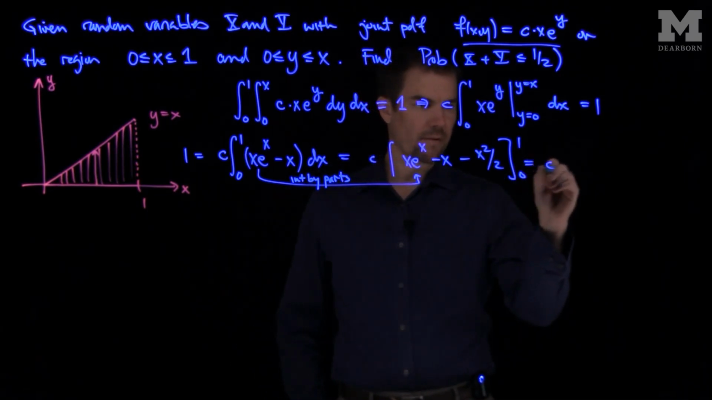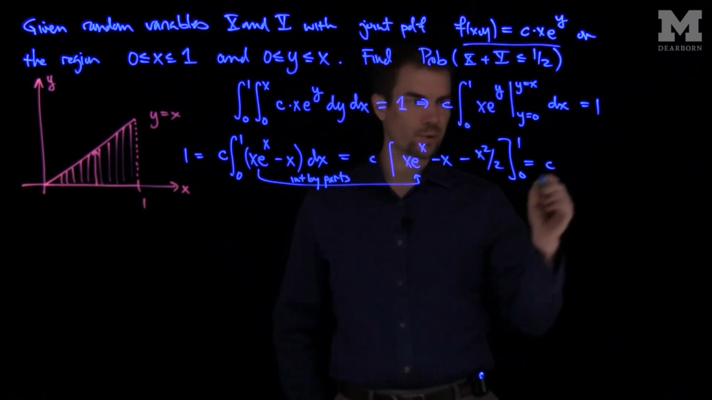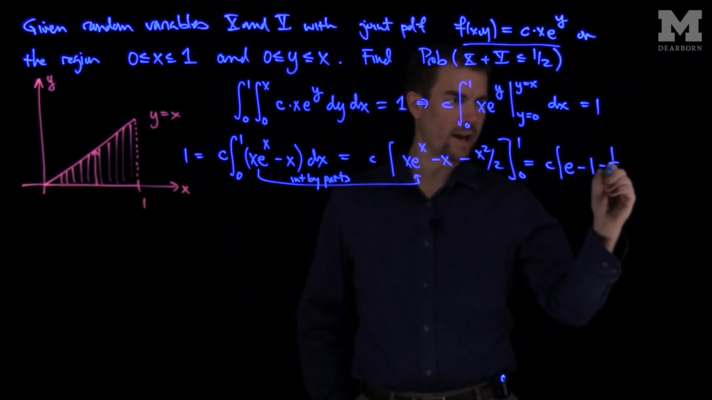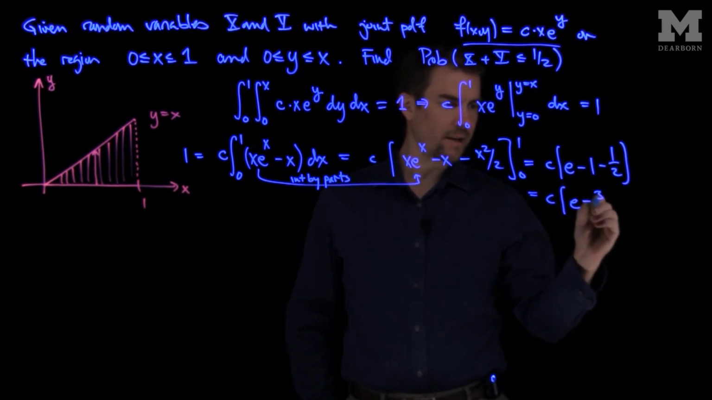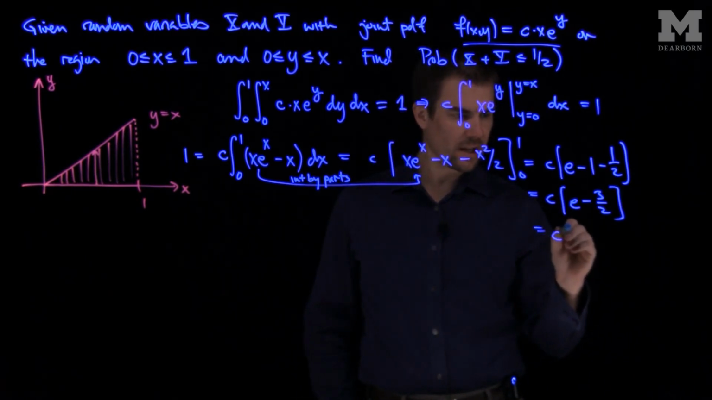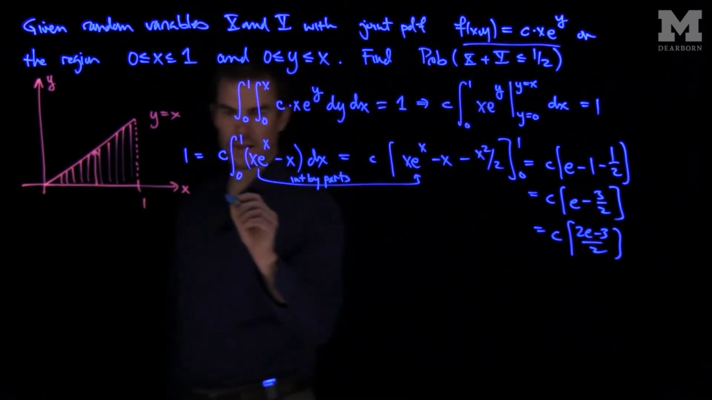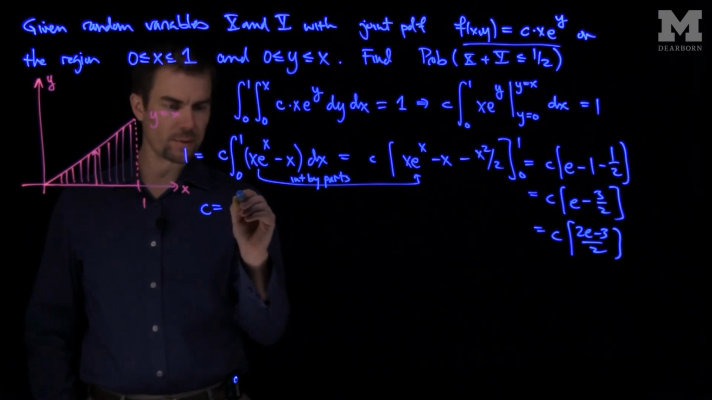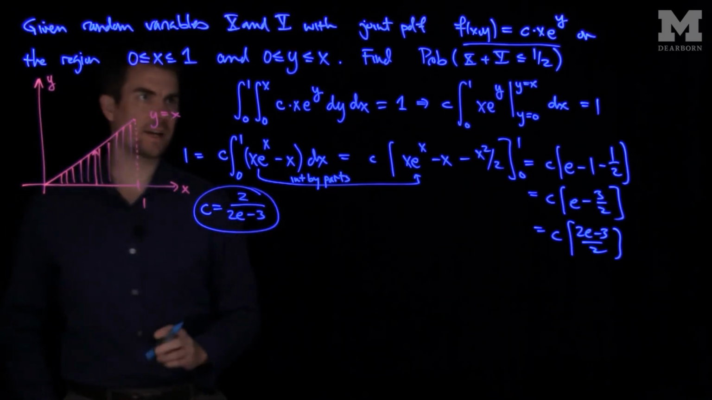So what we'll get over here is c. When I plug in x equals 0, everything is equal to 0. When I plug in x equals 1, I'll get a factor of e, then a minus 1, then a minus 1/2. That is c times e minus 3/2, which is the same thing as c times (2e minus 3) over 2. Which tells us that c has to be equal to the reciprocal of this, so it's going to be 2 over 2e minus 3. That's our constant c.